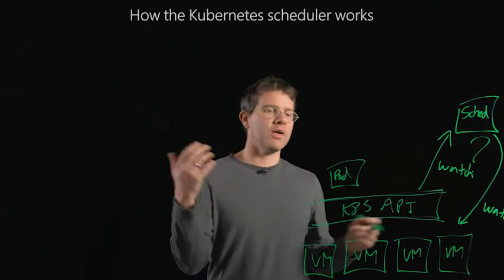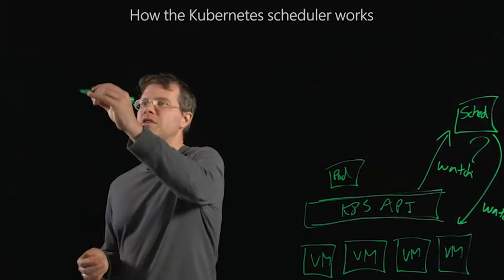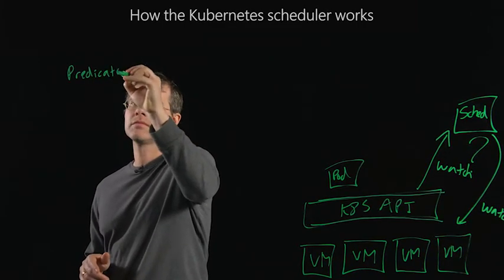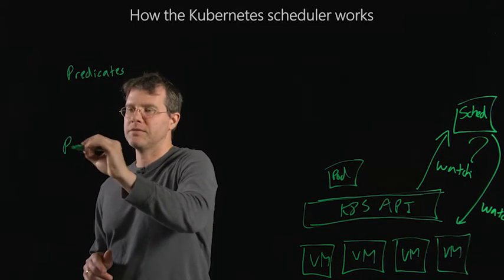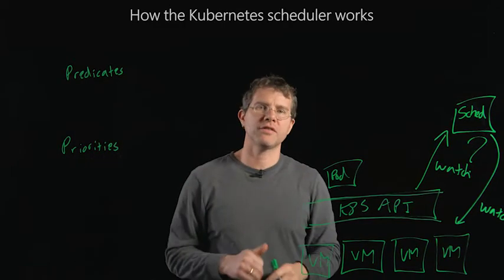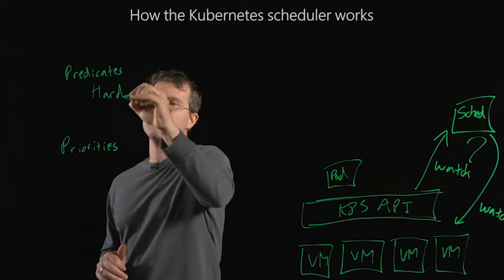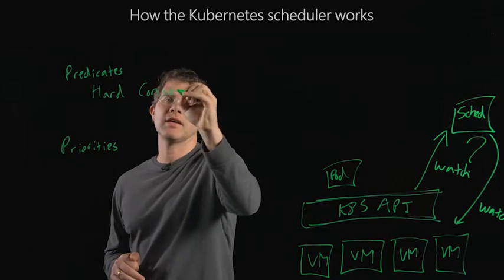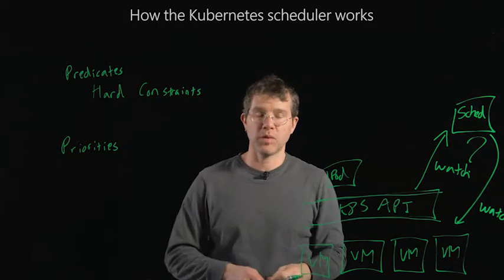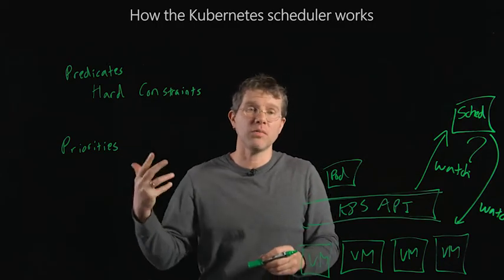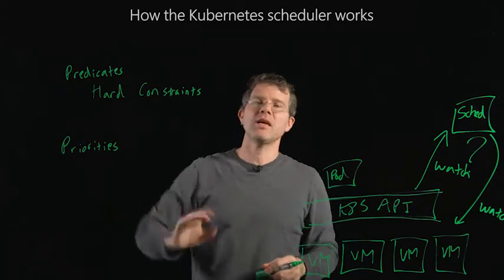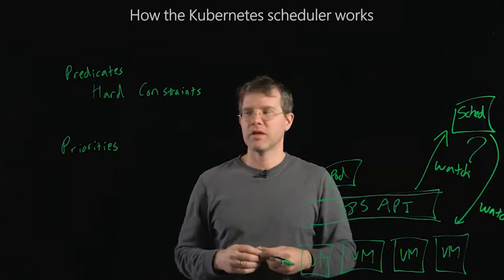And what it's thinking about when it makes a scheduling decision is a mixture of two things. There are predicates, and there are priorities. Predicates are hard constraints. They are things that cannot be violated. It might be something like, I need to run on a machine with at least 4 gigabytes of memory. If a machine doesn't have 4 gigabytes of memory, there is no way that that container can be scheduled there. They eliminate machines entirely from consideration by the scheduler.